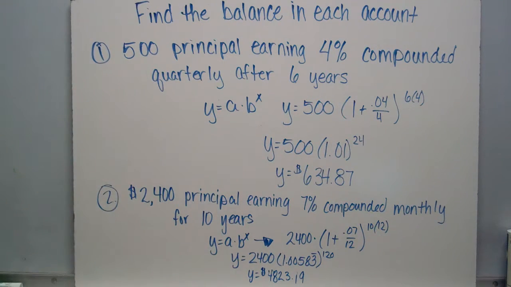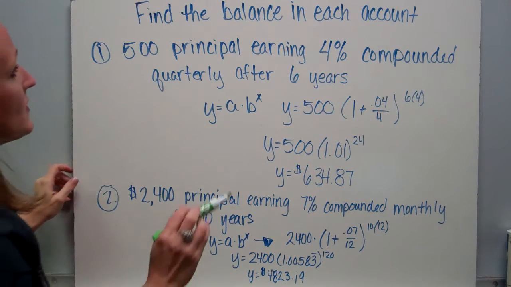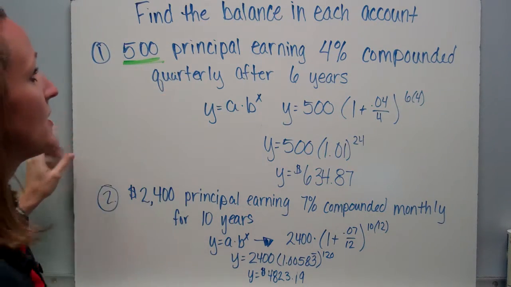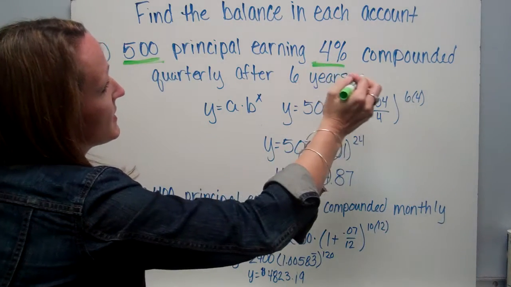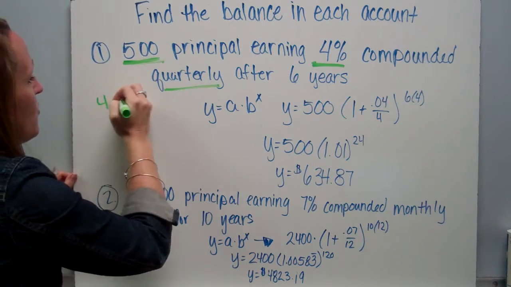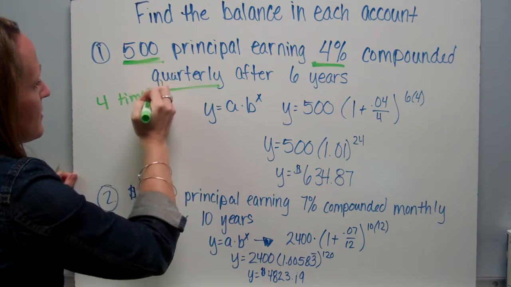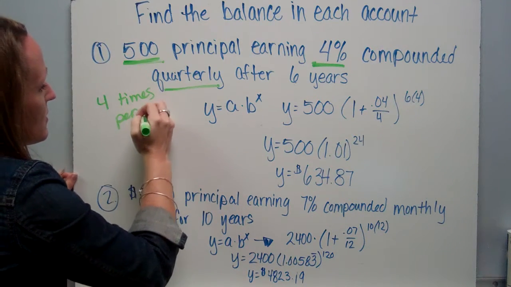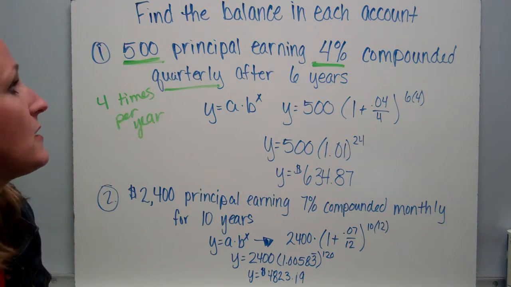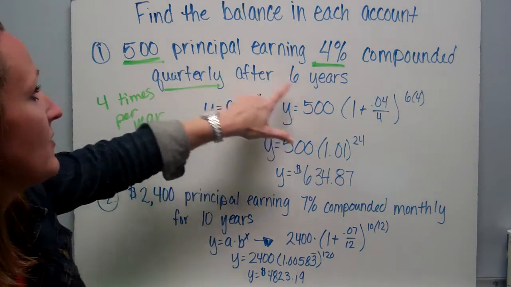So find the balance in this account. If you start out with $500 in principal, and you're going to earn 4%, and it's compounded quarterly, that means 4 times per year. That's what quarterly means. We have 4 quarters in our school year. How much money are you going to have after 6 years?